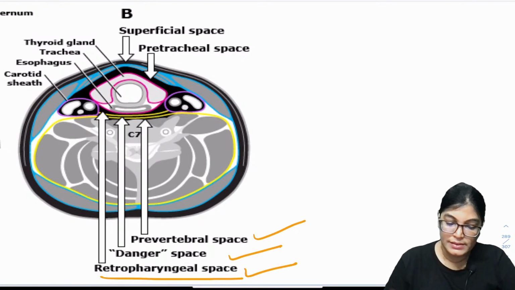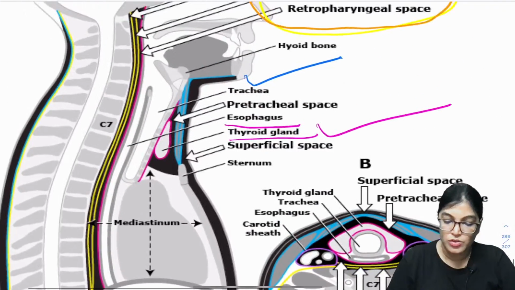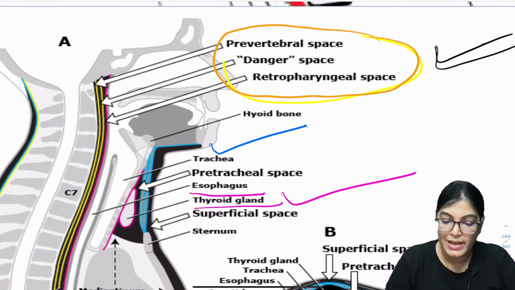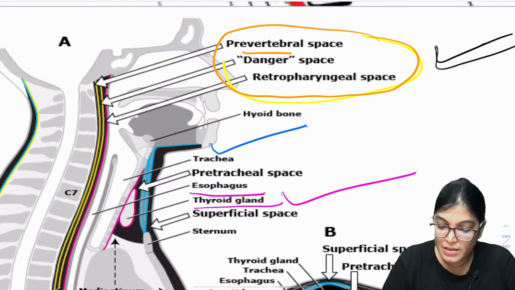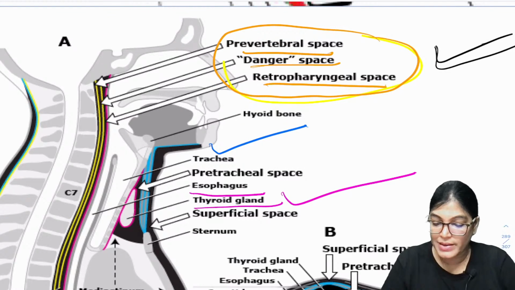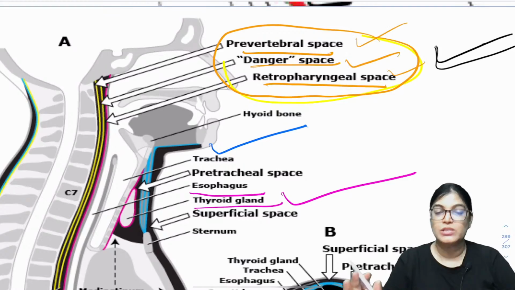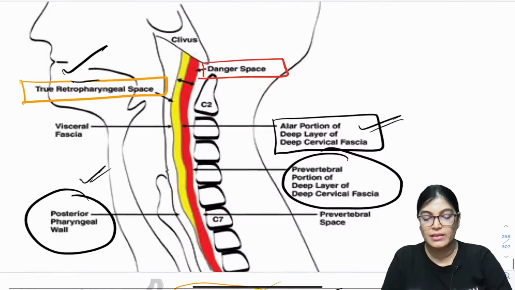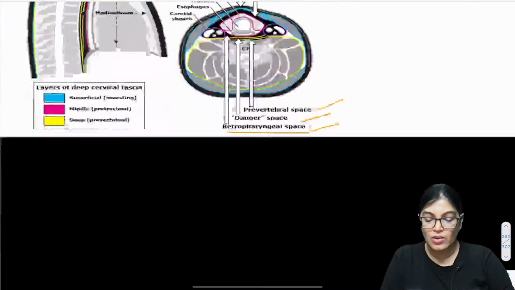Okay, here also you can clearly see these three spaces, the most anterior is the retropharyngeal space, then the danger space, and posteriorly the prevertebral space. More clearly you can see in this diagram, very clear, we have already discussed this. Now let us move on to the carotid sheath.